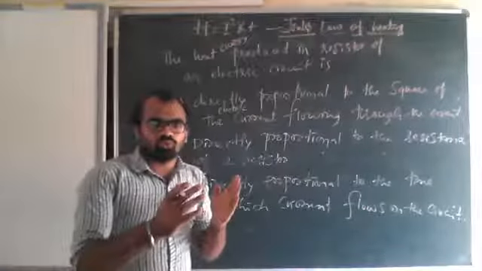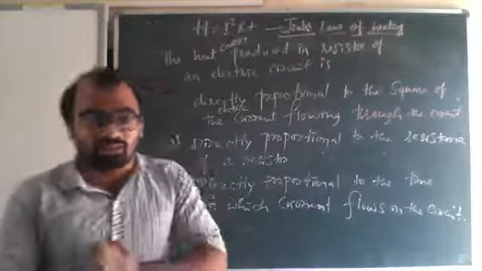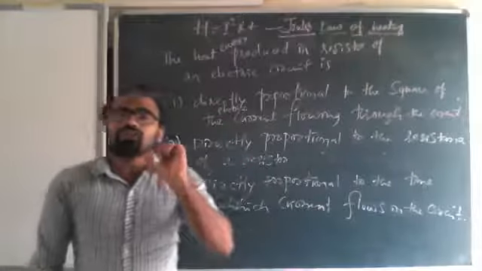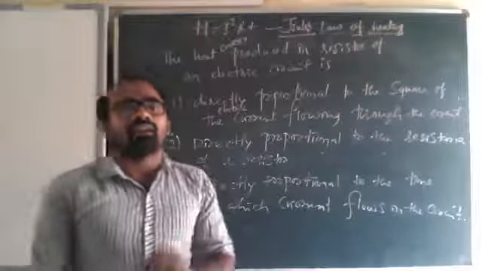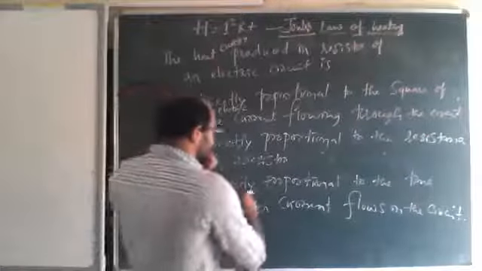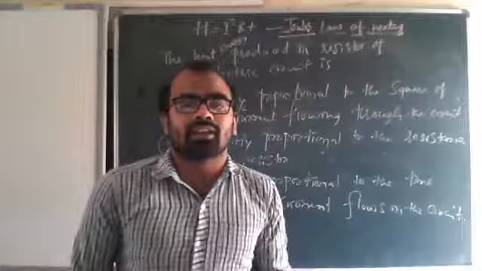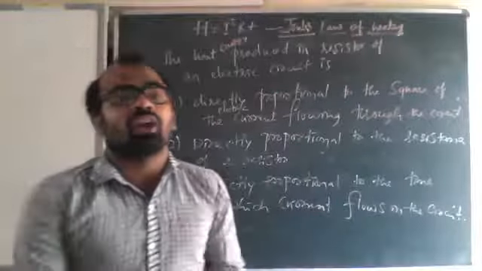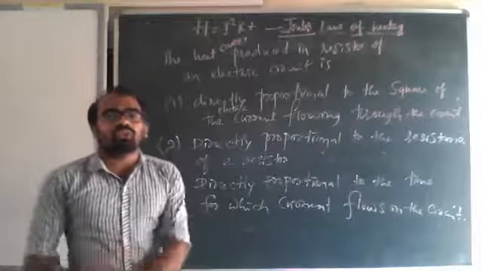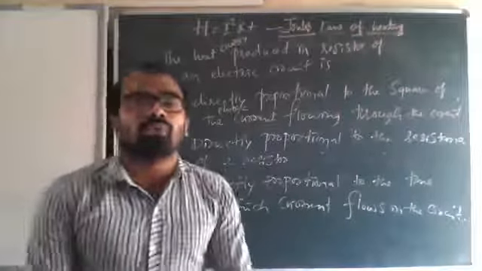H means the heat energy produced in the resistor of an electric circuit is directly proportional to the electric current flowing through the circuit, directly proportional to the resistance of the resistor, and directly proportional to the time for which current flows in the circuit. Okay, so these are the things you have to remember.